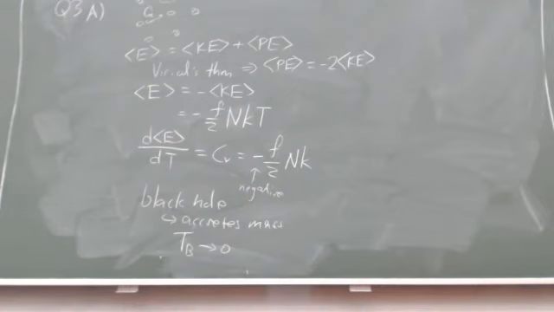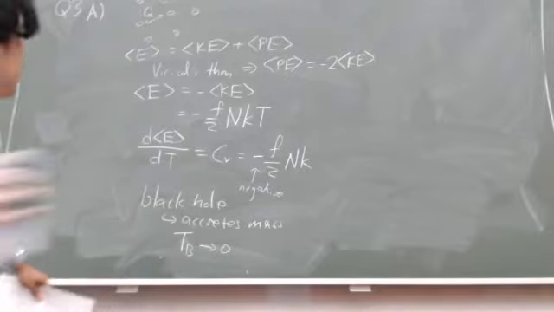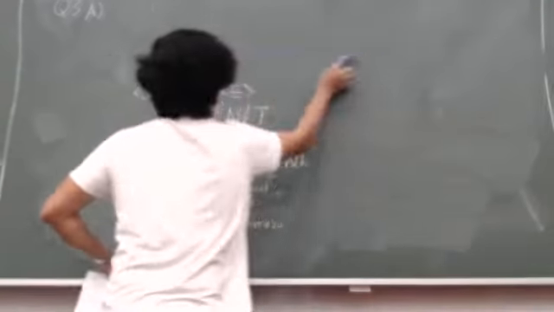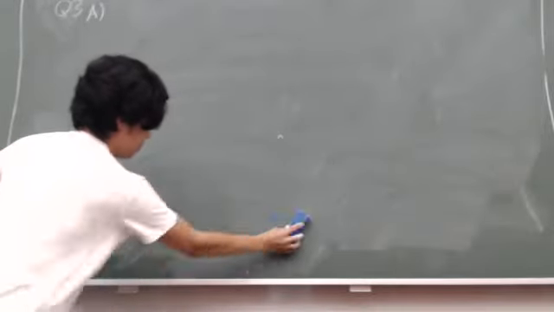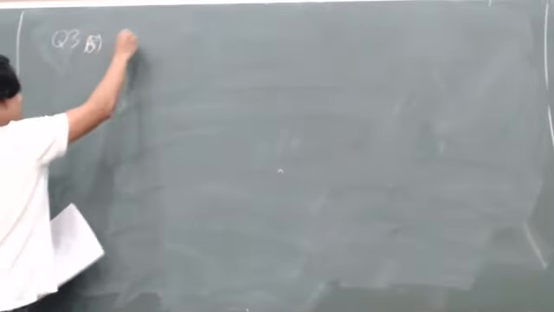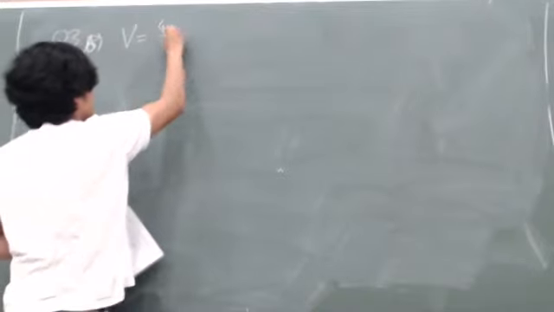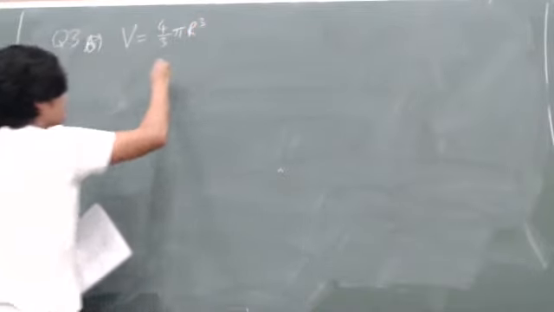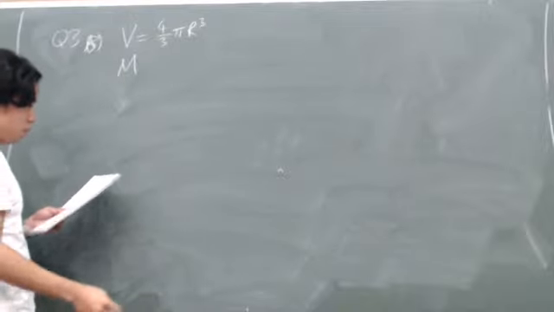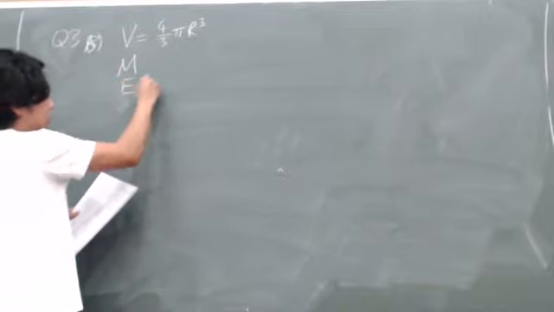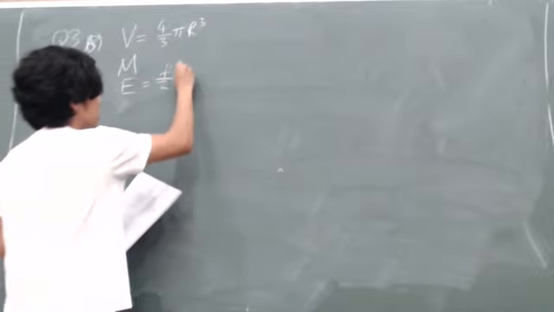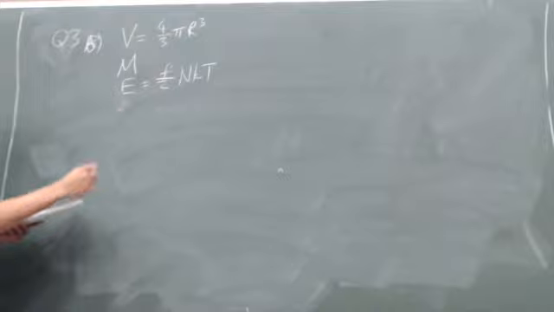Yep, and for part B, similarly, find the entropy for this. So we're considering that our particles are bounded in some volume that's 4/3 pi r cubed, and I have a total mass m inside this volume, and the energy is given by still f on 2 NkT.